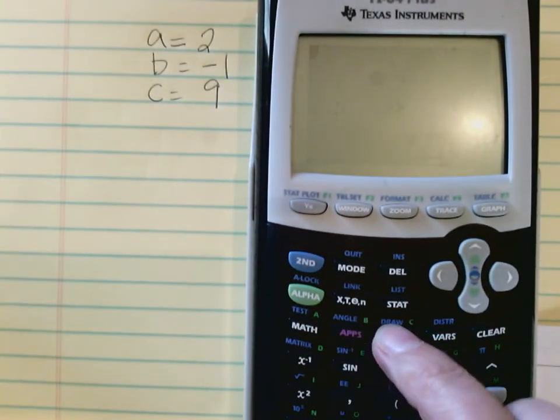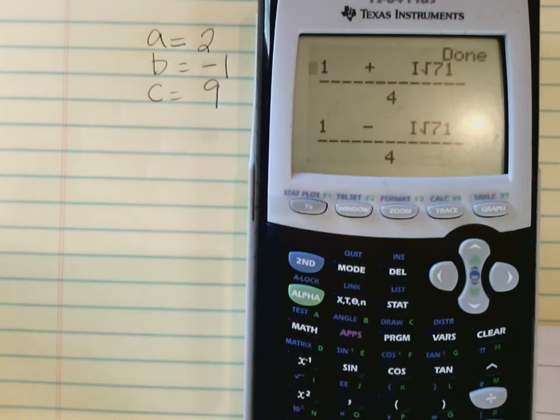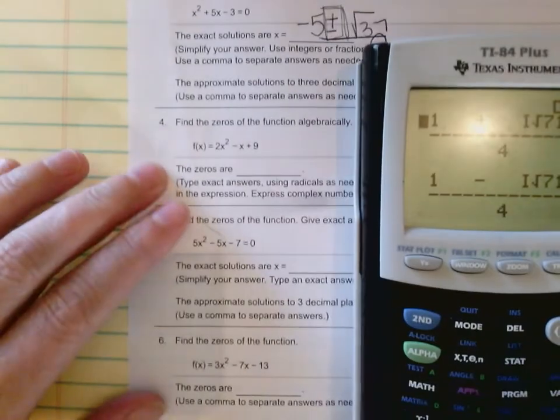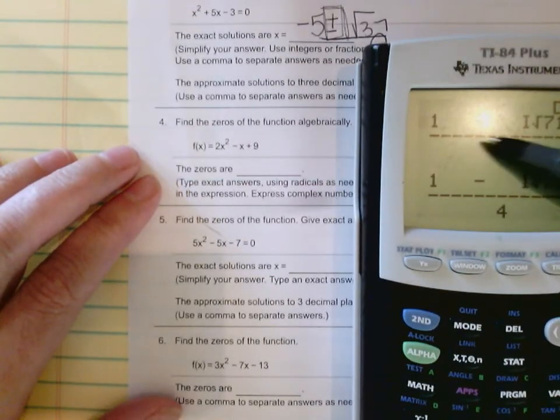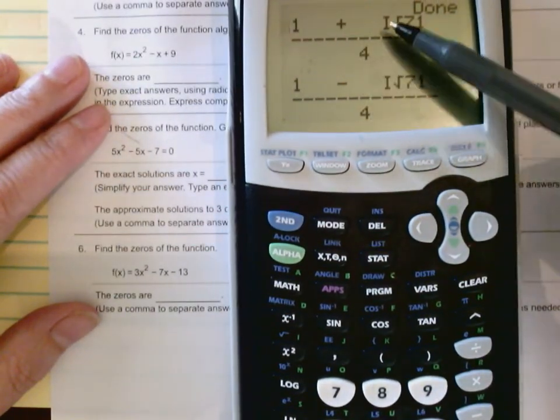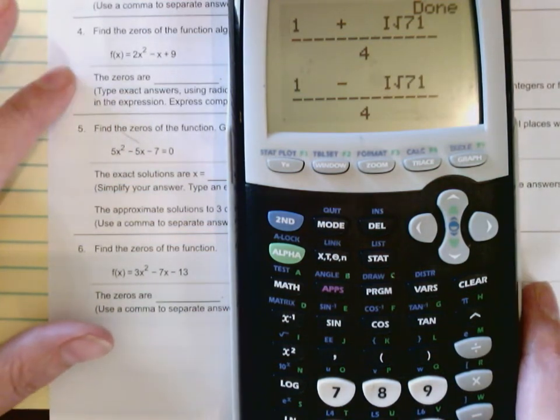Again, you can just punch those into your quad program. So go to Program, Quad. A is 2, B is -1, and C is 9. Okay, so since those came out as i's, it's not going to ask you for approximate solutions. These answers right here are just 1. Oh, sorry about that glare. 1 plus and minus i square root of 71 over 4 is what you would put in for your zeros.